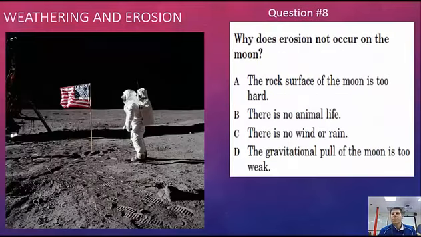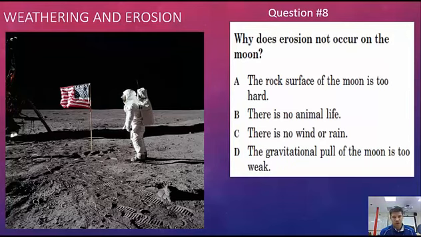So why does erosion not occur on the moon? Now, if you remember, our major causes of erosion here are running water, rain, and wind, and those are the major things, and you don't have either of those on the moon. So what's our best choice here?